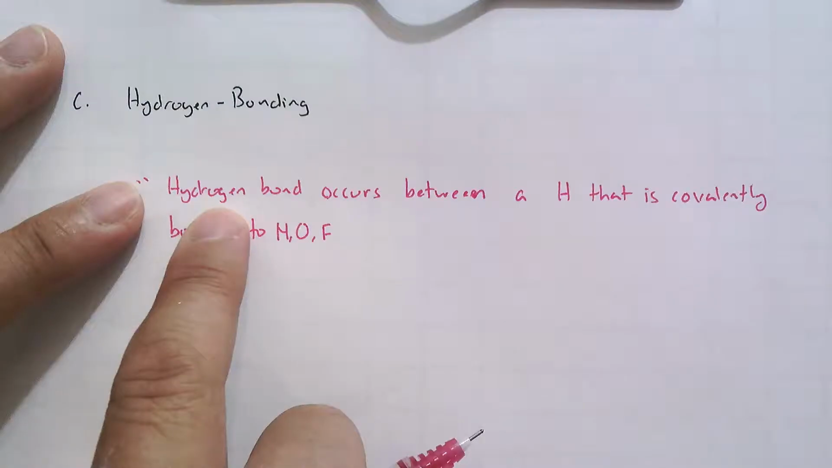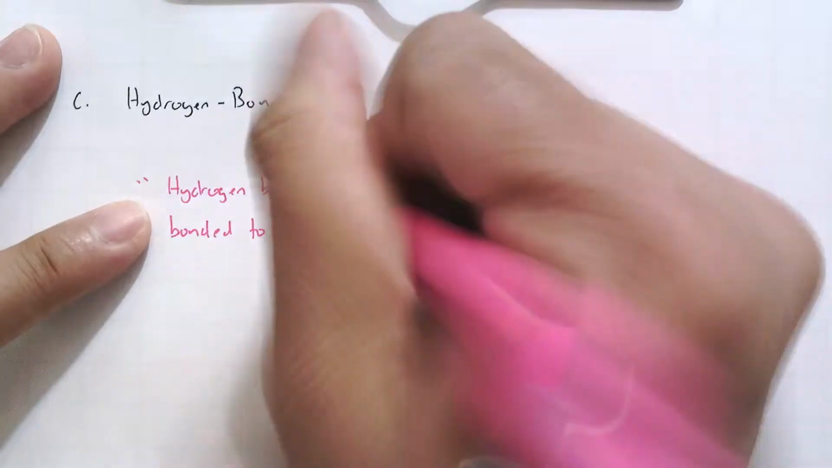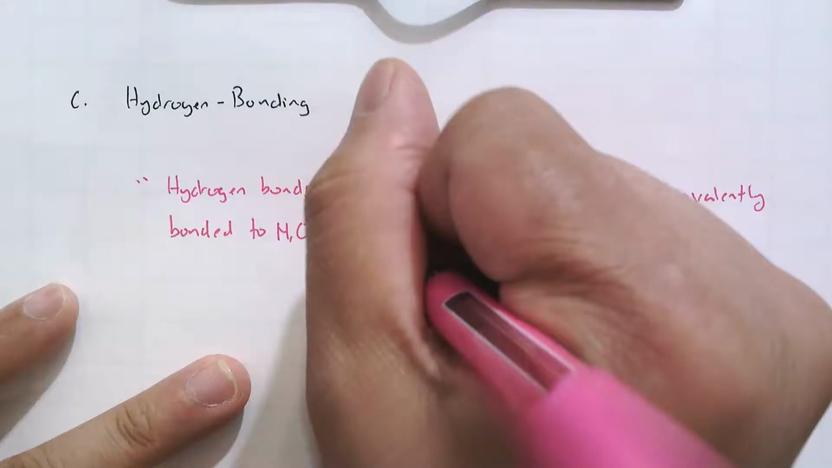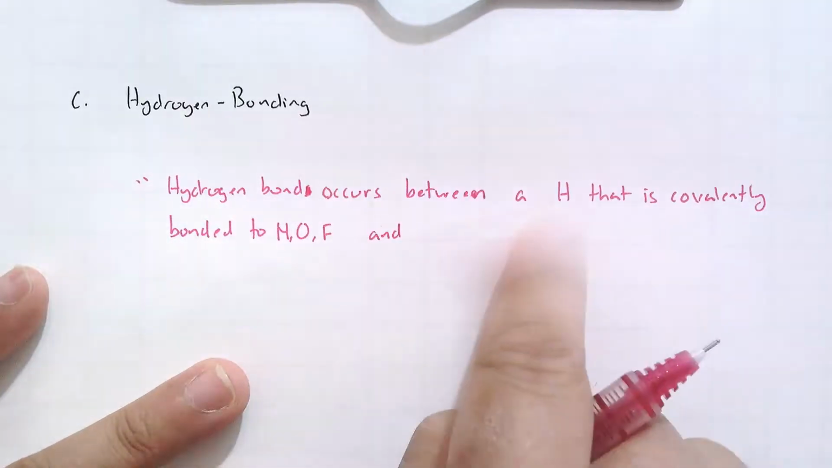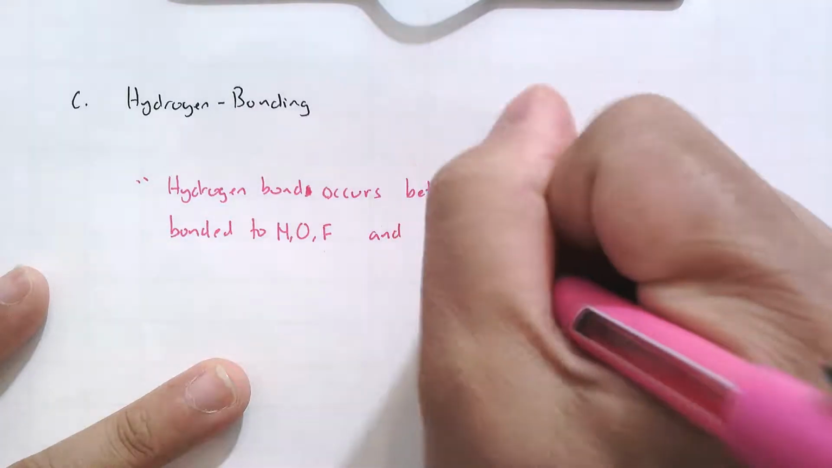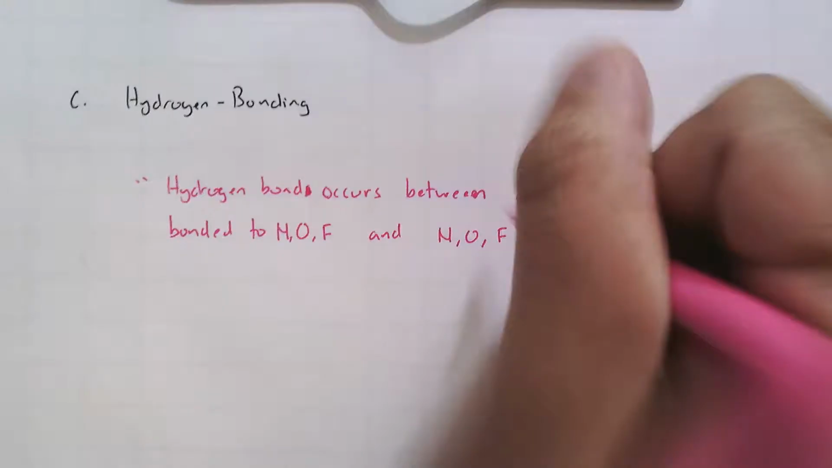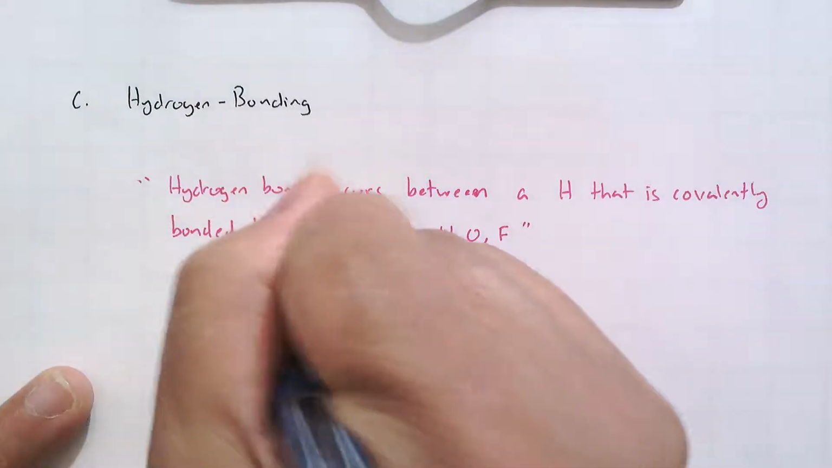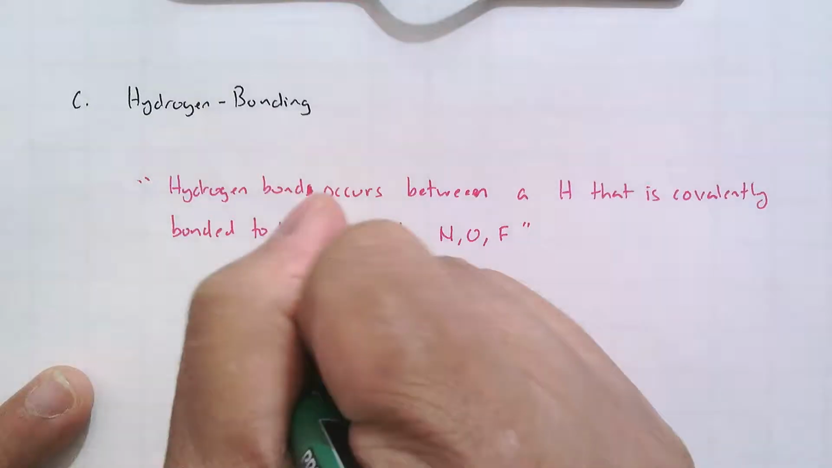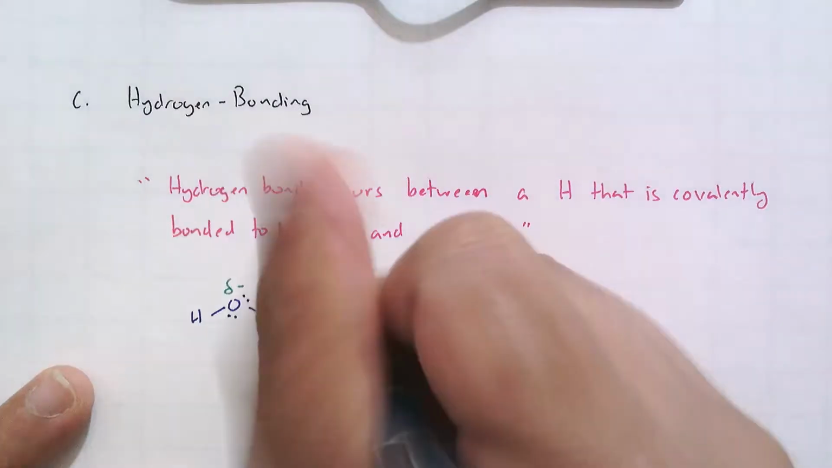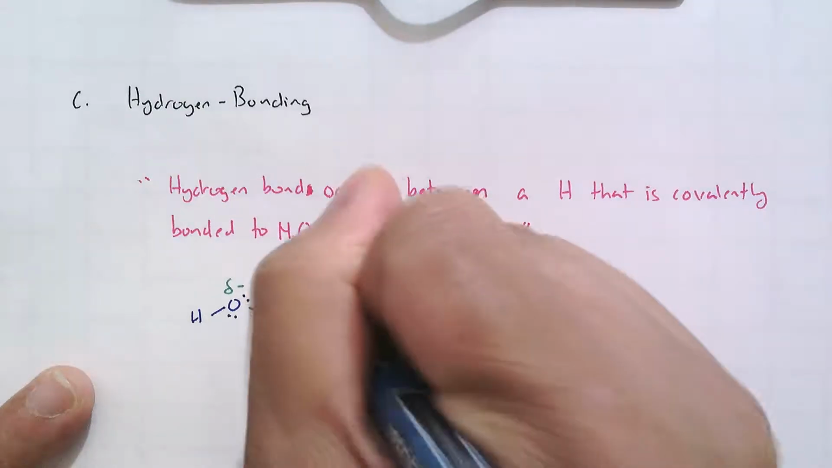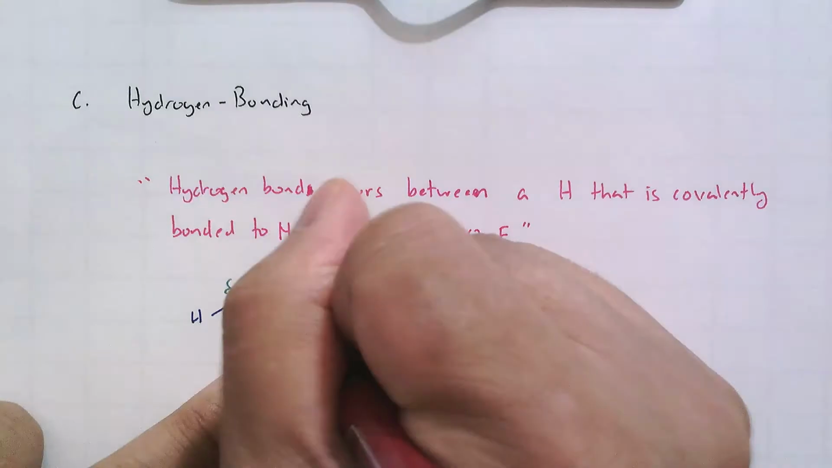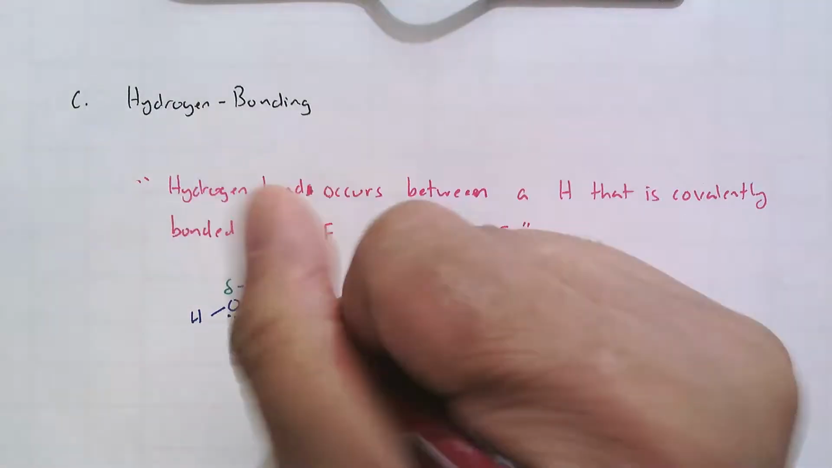So how do I want to say this? A hydrogen bond occurs between a hydrogen that is covalently bonded to N, O, or F, and another N, O, or F. Okay. Let us take water. Water we know is very polar because oxygen is very electronegative. And we're going to show a hydrogen bond. A hydrogen bond is this hydrogen that's connected to an N, O, or F having an IMF, intermolecular force, with N, O, or F. So this is a hydrogen bond.